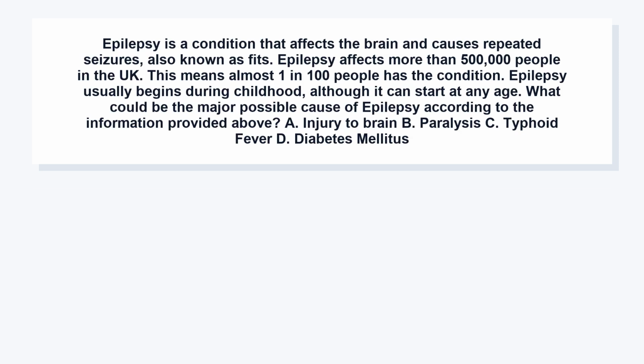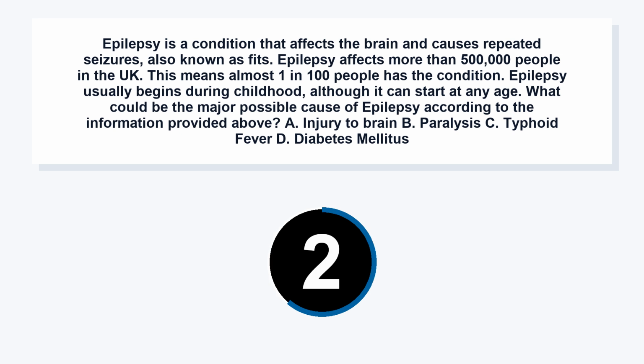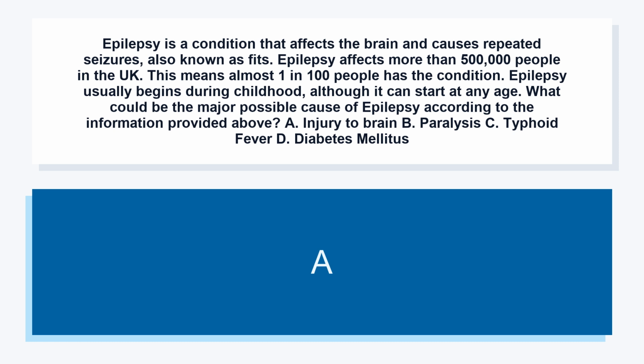Epilepsy is a condition that affects the brain and causes repeated seizures, also known as fits. Epilepsy affects more than 500,000 people in the UK. This means almost 1 in 100 people has the condition. Epilepsy usually begins during childhood, although it can start at any age. What could be the major possible cause of epilepsy according to the information provided above? A. Injury to brain. B. Paralysis. C. Typhoid fever. D. Diabetes mellitus. A.